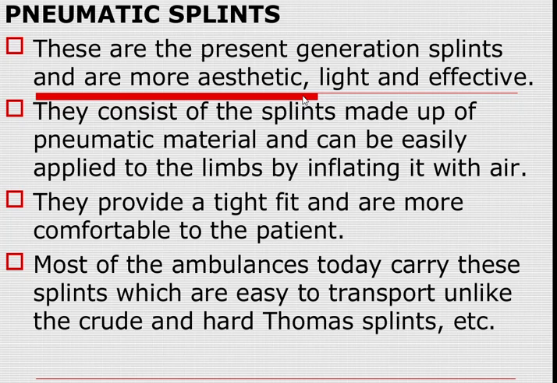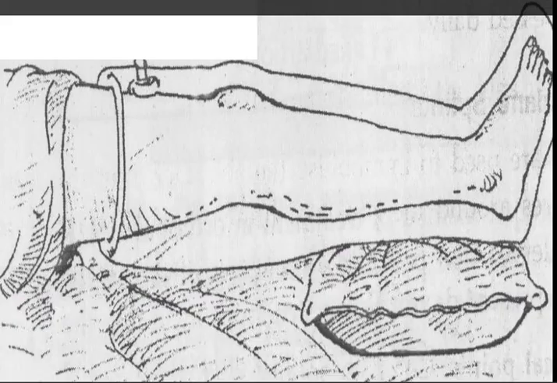They are made up of pneumatic material and can easily be applied to the limb by inflating it with air, meaning air is filled inside and then we can use the splint. They provide a tight fit and are more comfortable to the patients because they are very lightweight and the comfort level is higher. It is very easy to carry. Most ambulances today carry these splints, which are easy to transport, unlike the hard Thomas splints, which are difficult to carry. Here you can see that this is a pneumatic splint.